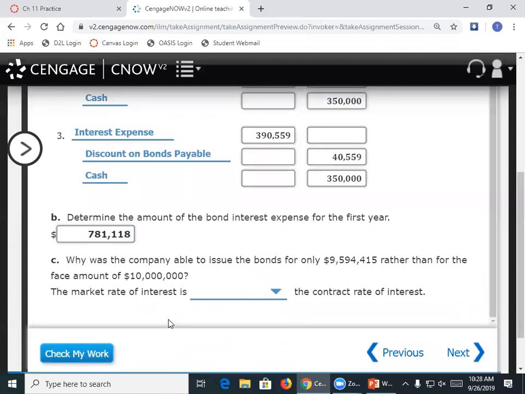And then it says, why was the company able to issue the bonds for only $9,594,415 rather than the face amount of $10 million? Because the market rate was greater than the contract rate. So they could get a better interest rate on a different bond. In order to make this bond attractive, we lowered its price. We discounted the bond because we're paying them less interest than what they could get elsewhere.